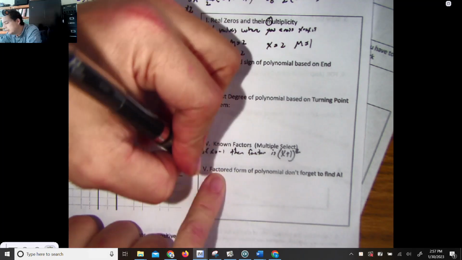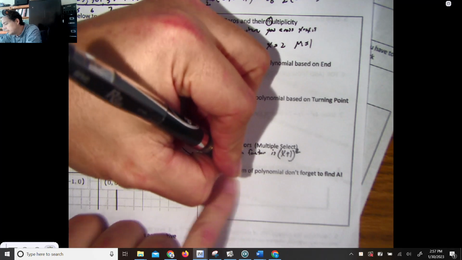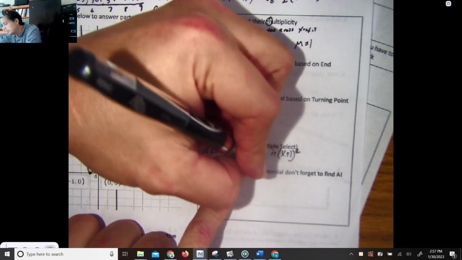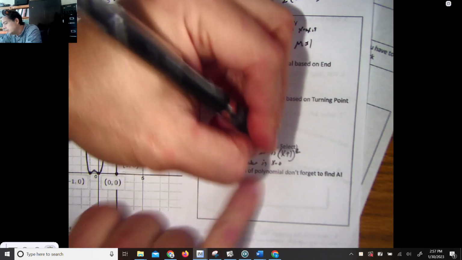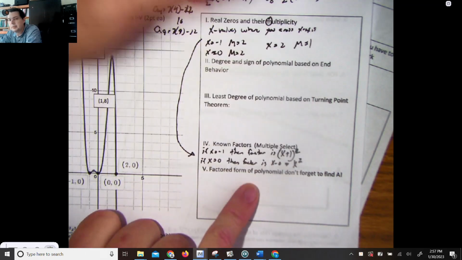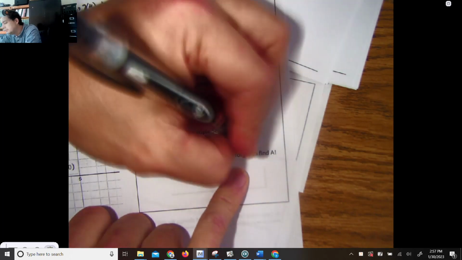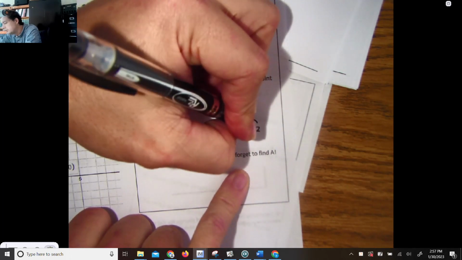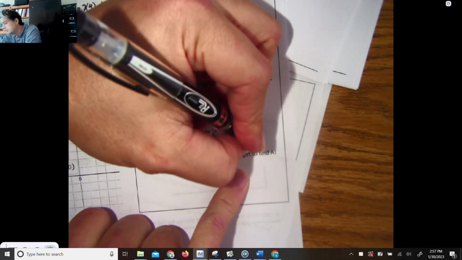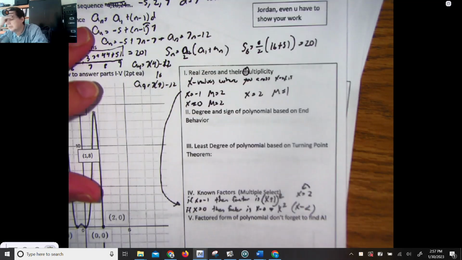If x equals 0, then the factor is x minus 0, which becomes x. And the multiplicity was 2. Put a square there if you want. Lastly, you have x equals 2. Jump that 2 over, x minus 2. There's your three factors.